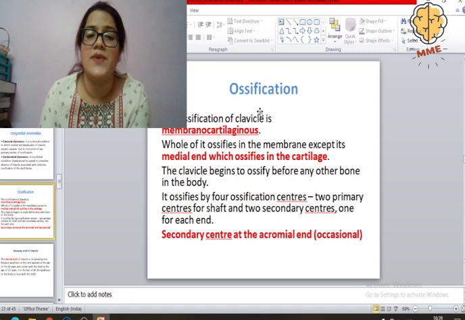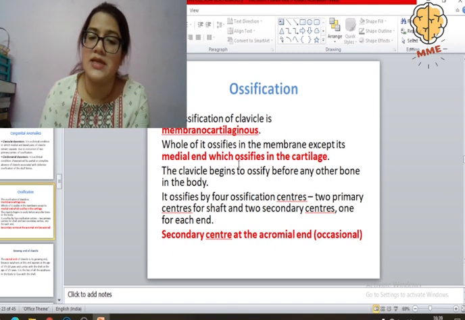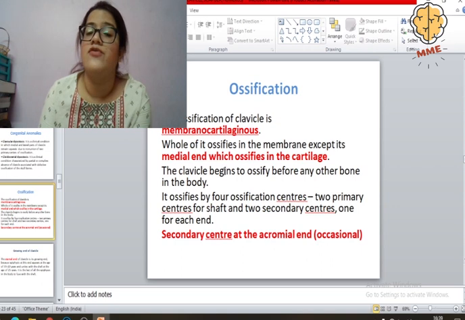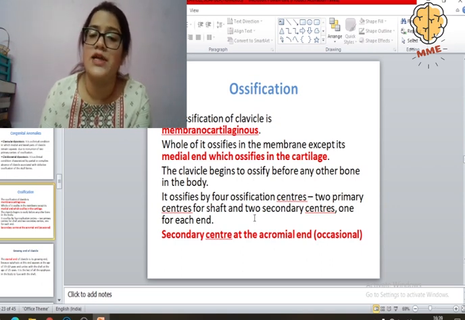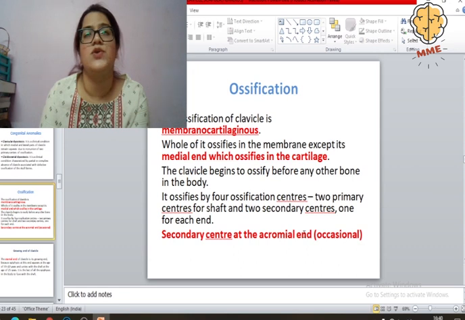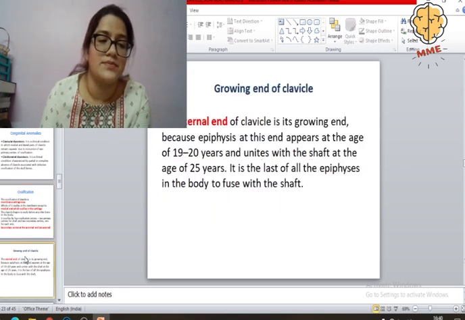Ossification, as I told you, is very important. The ossification of clavicle is membranocartilaginous. Whole of it ossifies in membrane except its medial end, which ossifies in cartilage. The clavicle begins to ossify before any other bone in the body. It ossifies by 4 ossification centers. I told you when? 5th and 6th week of intrauterine life, right? 2 primary centers for shaft and 2 secondary centers, 1 for each end. So very simple. And this secondary center at the acromial end is occasional, may or may not appear.